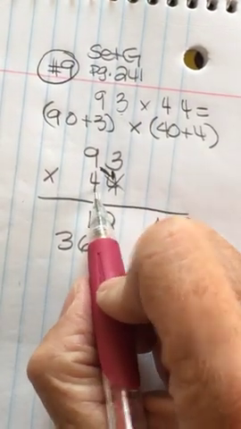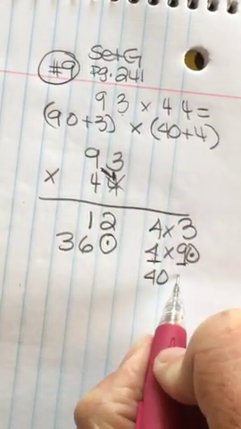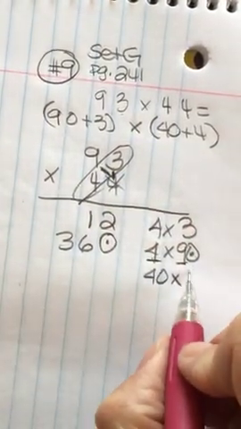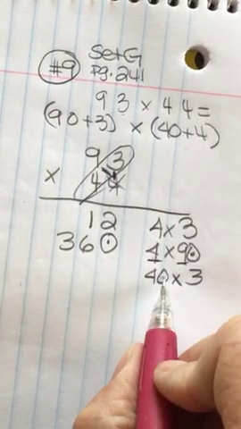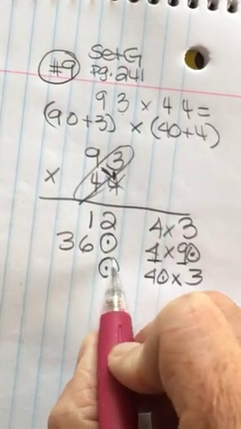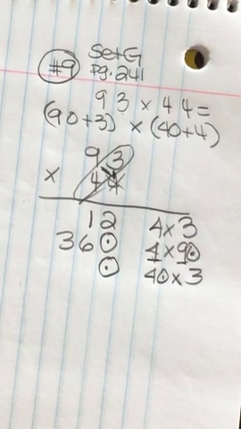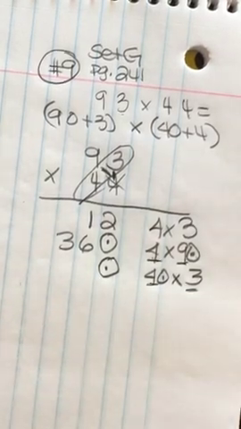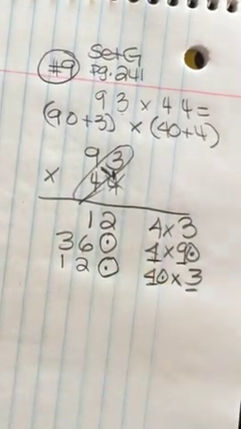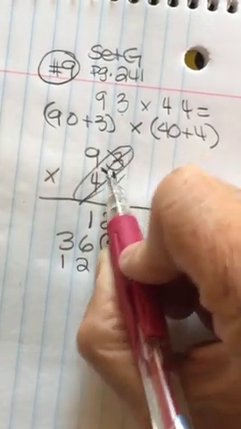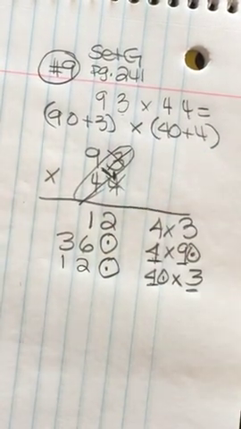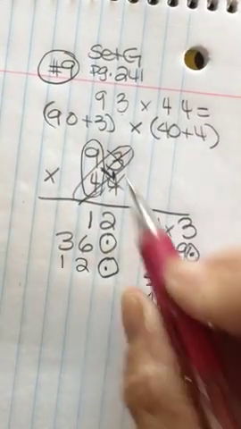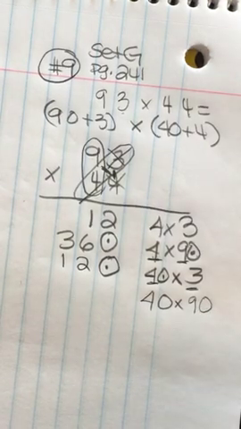4 tens is valued at 40, and I'm going to multiply my 4 tens times my 3 ones. Again, I have a base 10 that I need to represent in my partial product, so I'm going to hold that place value, and then I can multiply using my basic fact of 4 times 3, which is 12. I'm done with that 3 in my ones value, and now I'm going to multiply 4 tens, which is 40, times 9 tens, which is 90.